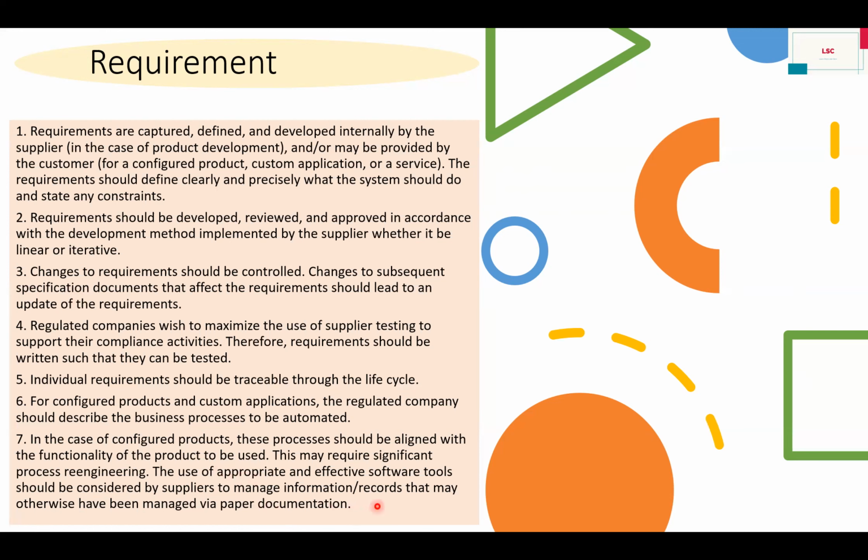So this is the 7 main points related to requirements for the supplier. Yes, the regulated company has the major role and the supplier has the major role, and the combined understanding of QMS approach, change management approach, and development approach gives you the best compliant GxP system.